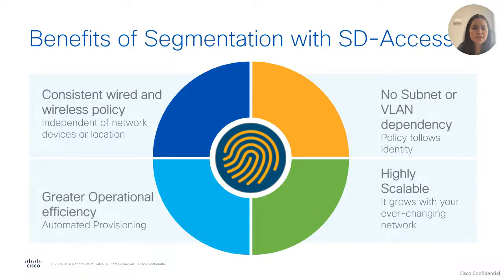To quickly summarize, using SD-Access segmentation, we get greater operational efficiency. There's no need to write those complex IP ACLs. We get consistent wired and wireless policy. The process of assigning the policy in SGT is the same, irrespective of whether someone is connecting wired or wireless. There is no real dependency on IP anymore, and the use of security group tags makes it very easy to edit and redeploy the policy in no time.